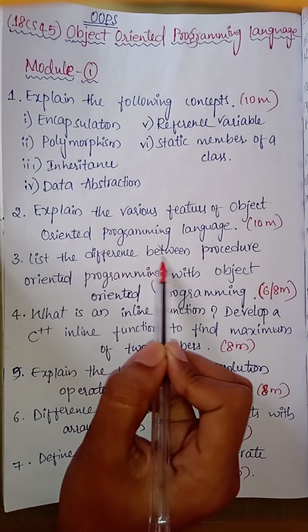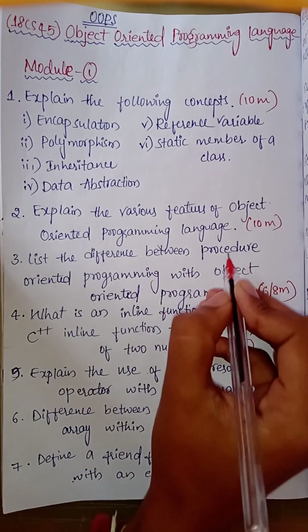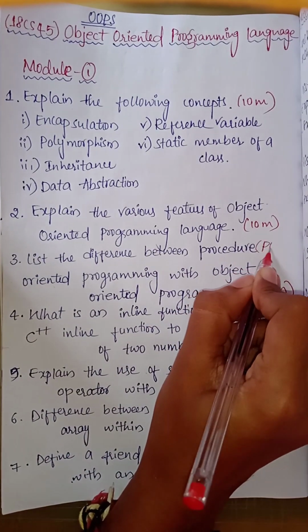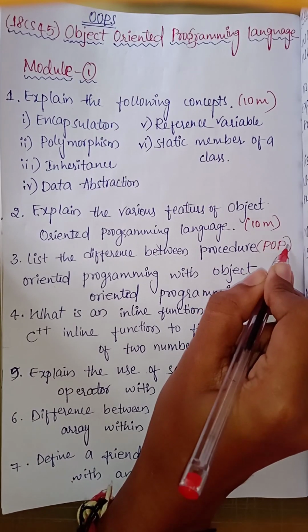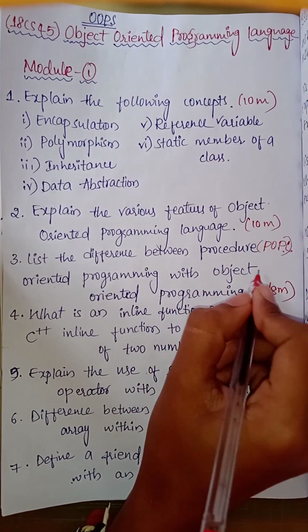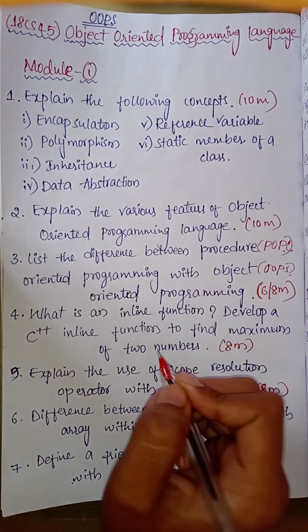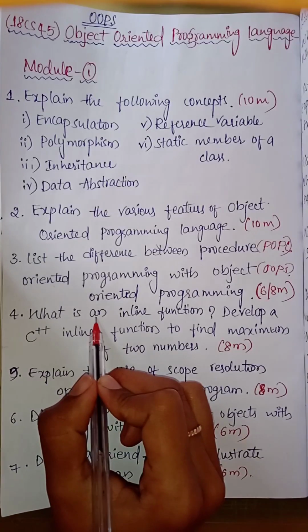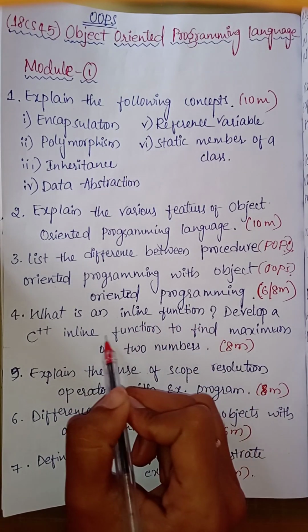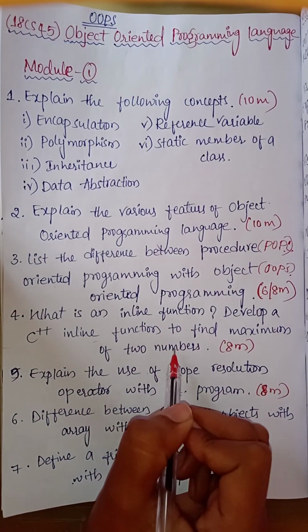And list the difference between procedure oriented programming, that is POP, procedure oriented programming language, and object oriented programming language, that is OOPS. Difference between POP and OOPS. What is an inline function? Develop a C++ inline function to find the maximum of two numbers.